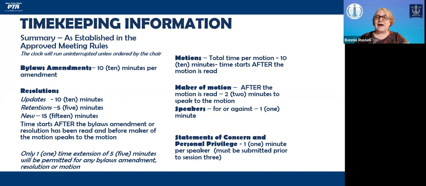Motions, the total time for the motion is going to be 10 minutes. The maker of the motion, after the motion is read, gets 2 minutes to speak to the motion. For, against, is 1 minute. Statements of concerns, which must be submitted either ahead of the convention or within the convention prior to session 3, will have 1 minute per speaker. We also, within the convention rules, indicate if we have someone that comes in for and someone for against, we go for, against, just to clarify in terms of who we bring forward.